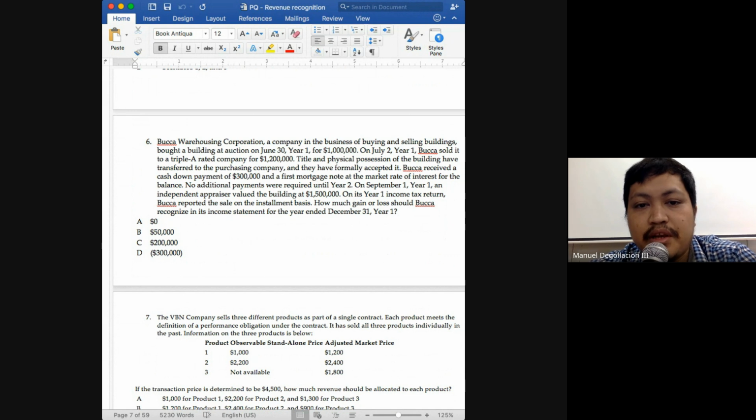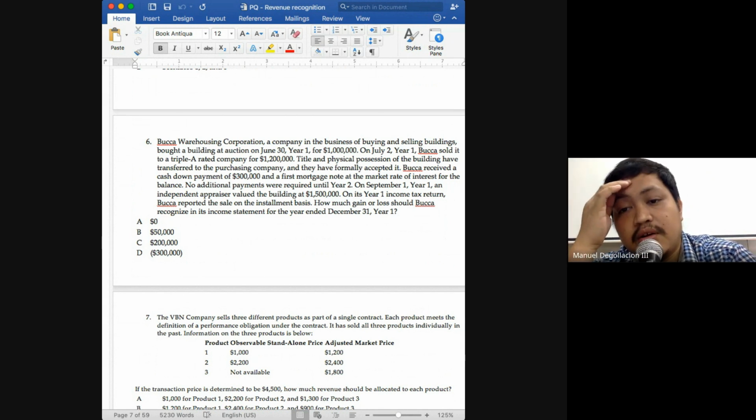On September 1, year 1, an independent appraiser valued the building at 1,500,000. On its year 1 income tax return, Buka reported the sale on installment basis. How much gain or loss should Buka recognize in its income statement for the year?